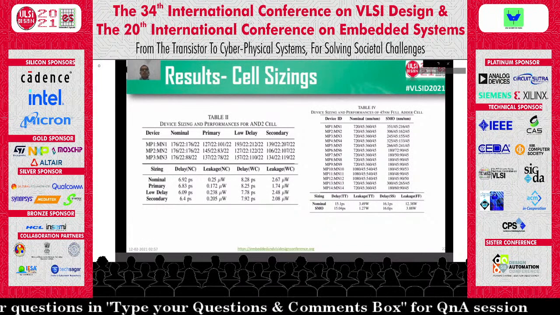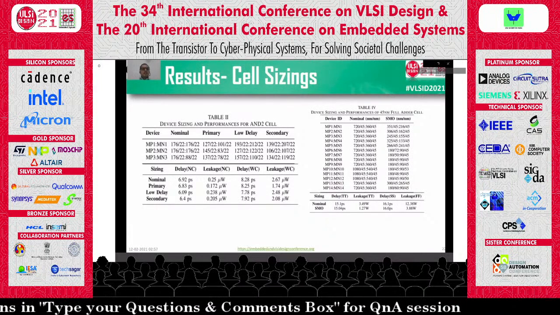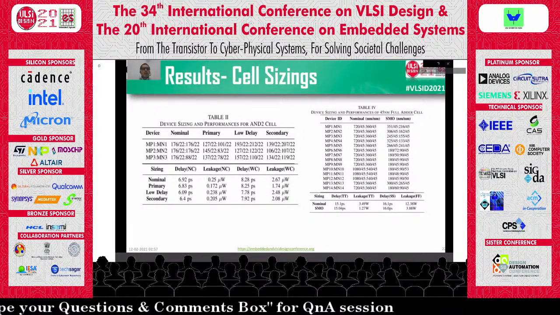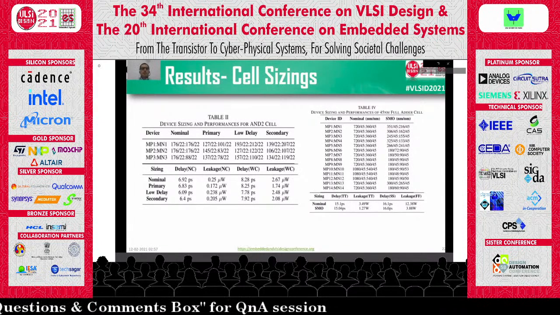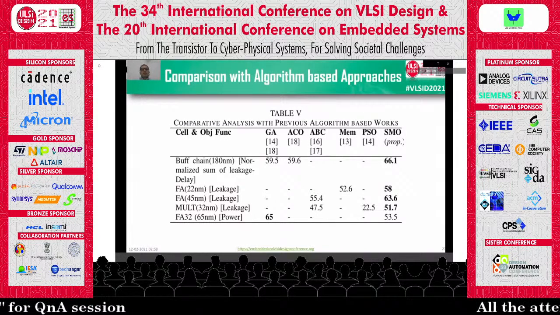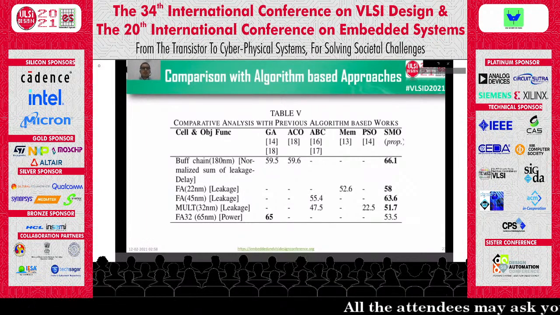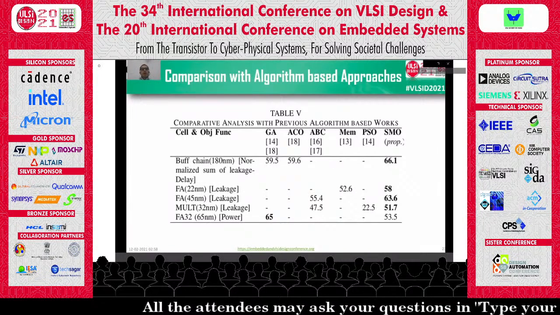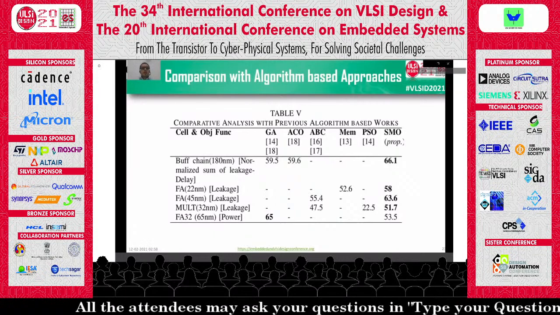So these are the two tables that state the various sizings generated for the 22 nanometer AND2 cell and the 45 nanometer full adder cell. This table basically states how well the proposed Spidermonkey optimization performs on various circuits as compared to how other benchmark algorithms perform.